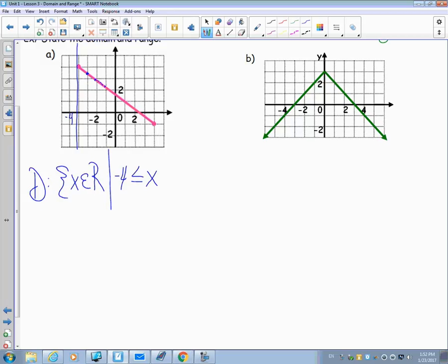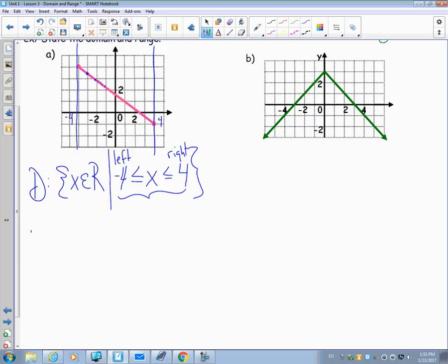When I read a graph, I read from left to right. How far to the right does this graph go? It goes all the way up to there. What's that value? That's positive 4 in terms of the x's. So I'm also going to say that x has to be less than or equal to positive 4. So this piece right here says x is between negative 4 and positive 4, including negative 4 and positive 4. There are dots on those values. If it helps, think of this as your left boundary, and think of this as your right boundary.